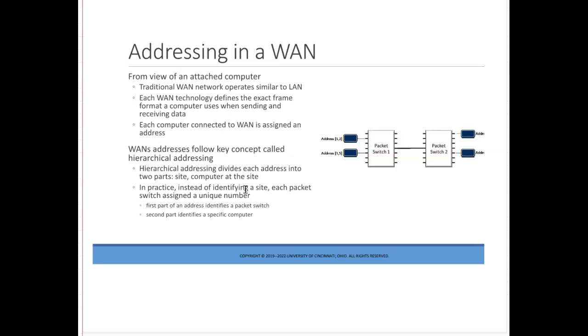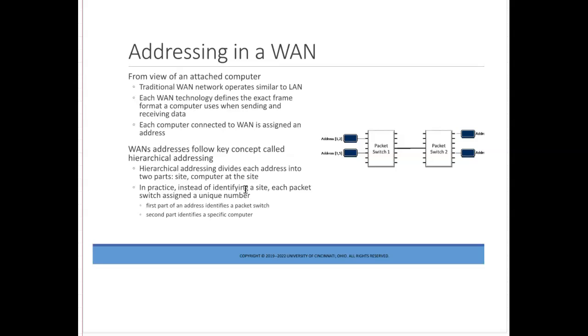From the view of an attached computer, a traditional WAN network operates similar to a LAN. Each WAN technology defines the exact frame format a device uses when sending and receiving data, and each device connected to a WAN is assigned an address. Addressing in a WAN follows a key concept that is used in the internet: hierarchical addressing. Hierarchical addressing divides each address into two parts: the site and the computer at the site.